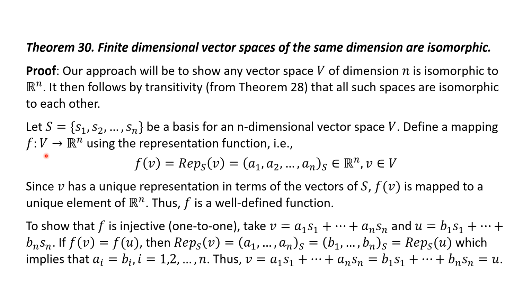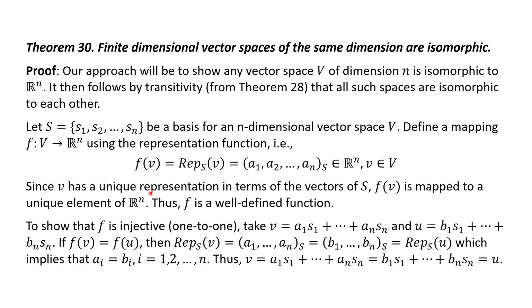So let S be a basis for an n-dimensional vector space V. Define a mapping from V to Rn, n-dimensional Euclidean space, using the representation function. So f of v equals the representation of v in terms of S. If you recall, we defined this a few lectures ago. It's just a matter of writing v as a linear combination of the basis vectors and then taking the coefficients and putting them into a vector.